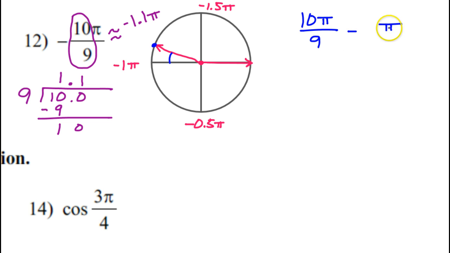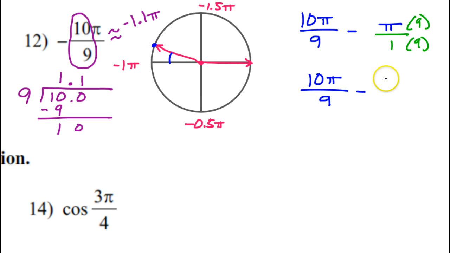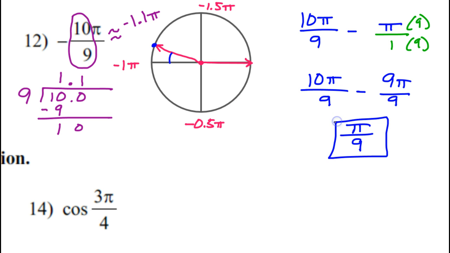Okay, of course I need like denominators. So I'm going to multiply by 9 in the numerator and denominator. So then looking at it that way, I have 10 pi over 9 minus 9 pi over 9. So that is just pi over 9. So that is the reference angle. Okay, that's this little guy right there. Tiny little pi over 9.